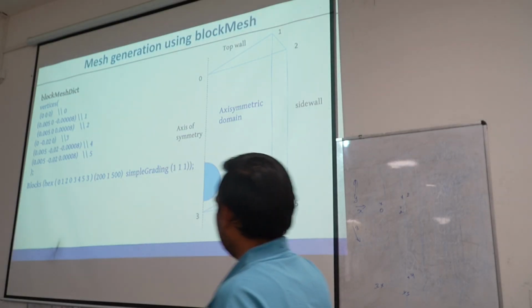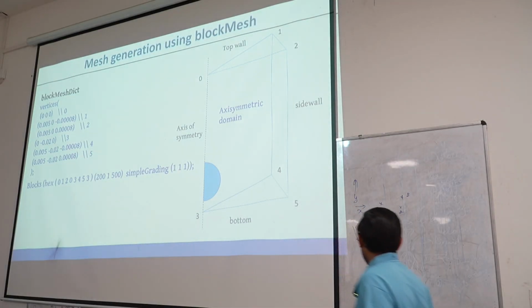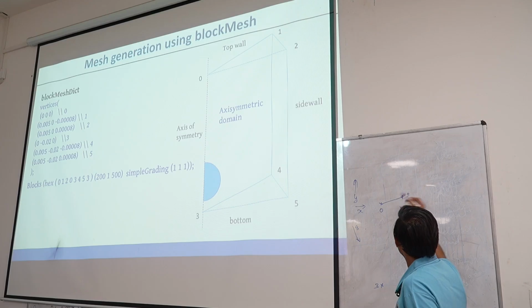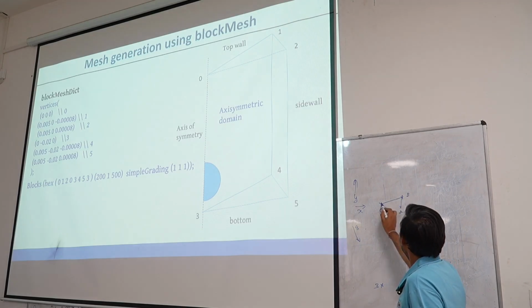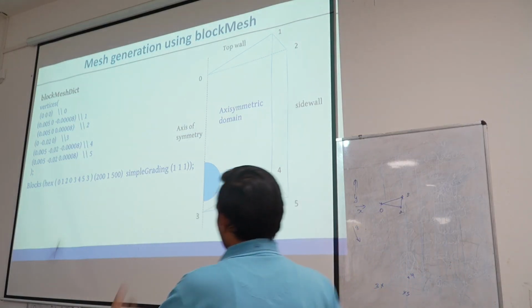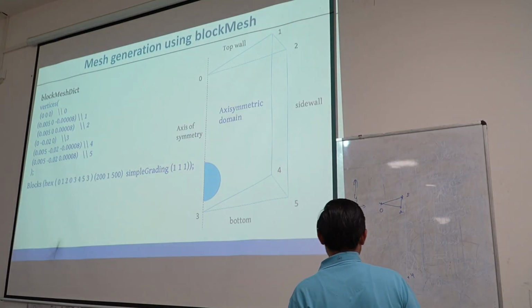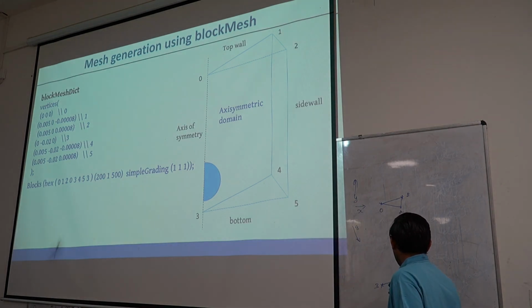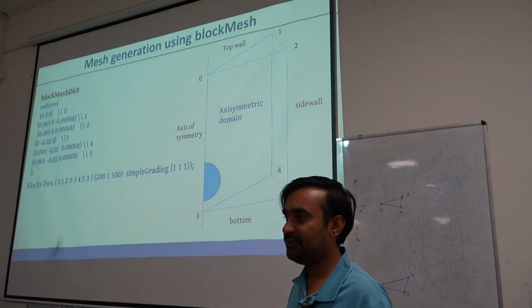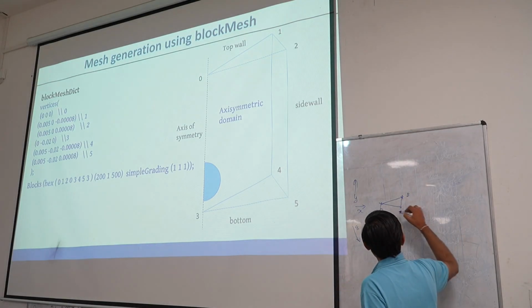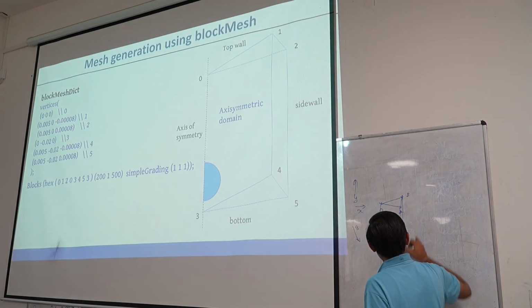Blocks. In the blocks, hex command is written, and it is written 0, 1, 2, 0. So 0 to 1 this, then 2, and then 0. I have got the top face of the wedge. What is second? 3, 4, 5, 3. I have got the bottom face of the hex. What will it ultimately be doing now? It will be joining the top and bottom face by just joining the corresponding points.